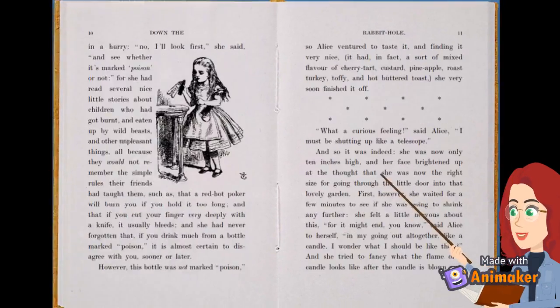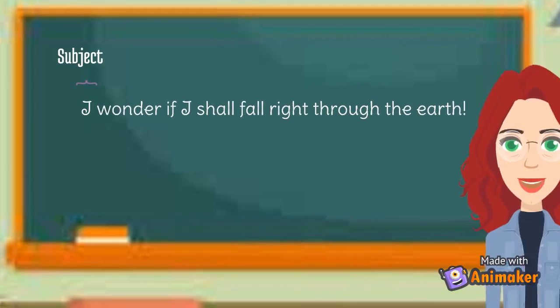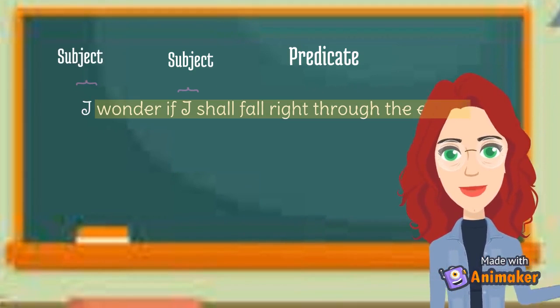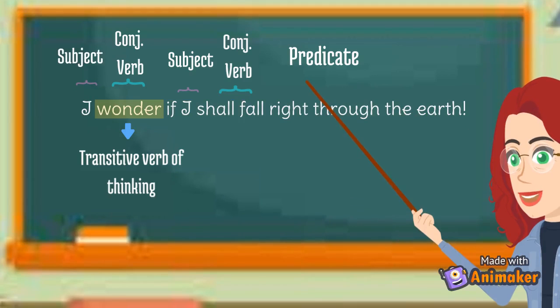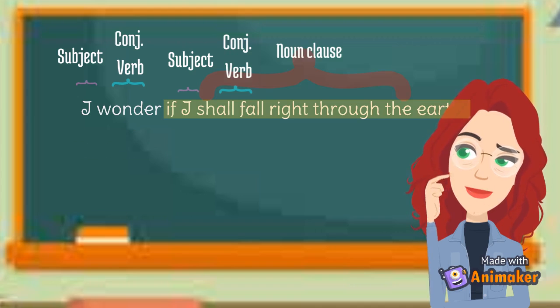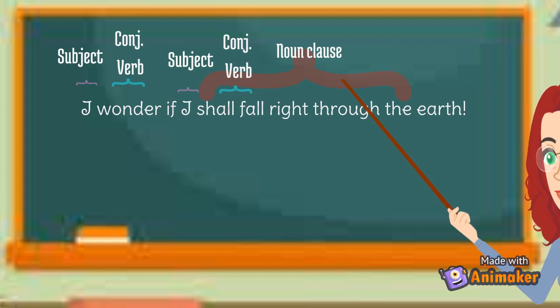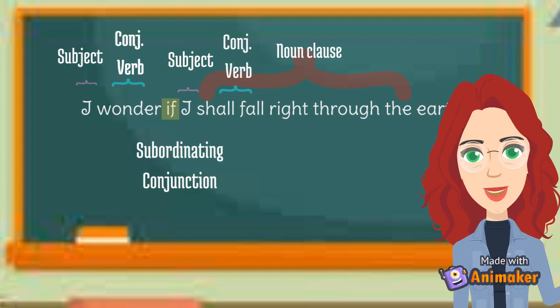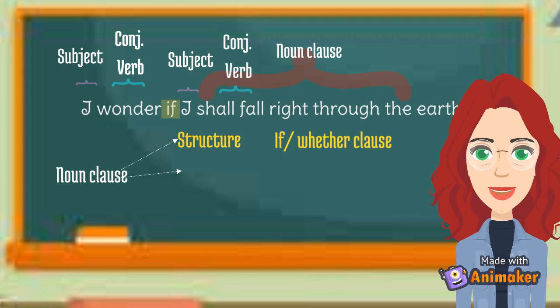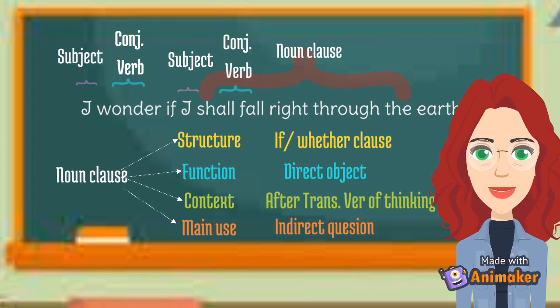Now let's go back to page number 5. In this complex sentence, "I wonder if I shall fall right through the earth," we find the subject and the predicate, in which the conjugated verb is wonder, a transitive verb of thinking, answering the question what and giving us the noun clause "if I shall fall right through the earth" as an answer, whose subordinator is the subordinating conjunction if. This noun clause has the structure of an if-whether clause, the function of a direct object, the context after a transitive verb of thinking, and the main use of an indirect question.